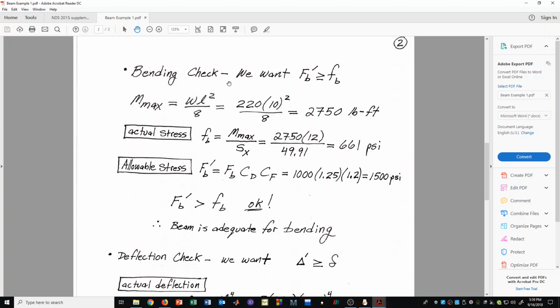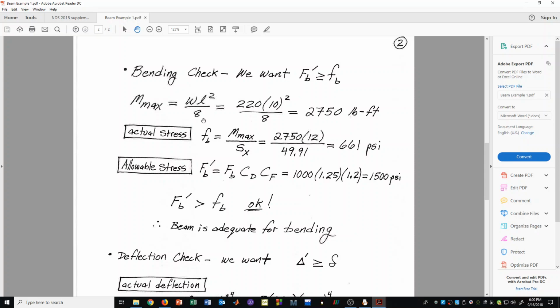So here is the bending check. We want now our allowable stress equation to be satisfied. That is that FB prime we want to be greater than or equal to FB in order for us to have a safe design. The first thing we need to do is find the maximum moment along the beam that we are designing. And because this is a simply supported beam, we know from basic statics that the maximum moment will occur at mid-span, and it will be WL squared over 8.